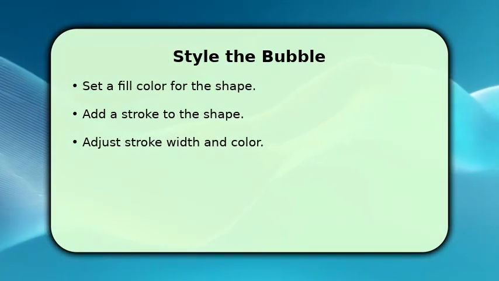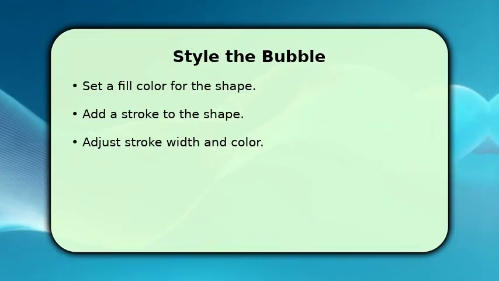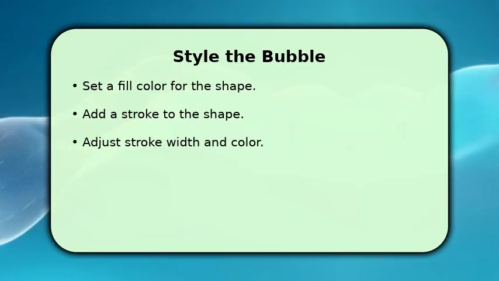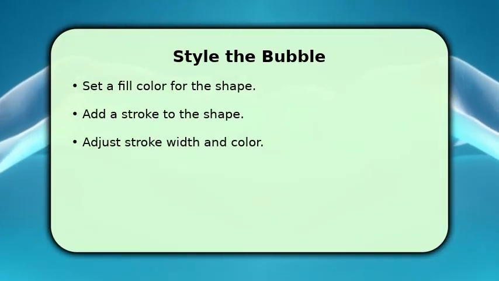To give your bubble some style, select the Shape layer. In the Essential Graphics panel, choose a fill color that complements your text. Then, enable the stroke option. Pick a contrasting color for the stroke, perhaps a darker shade of your fill color or white. Experiment with the stroke width, maybe 5 to 10 pixels, to define the bubble's outline clearly.